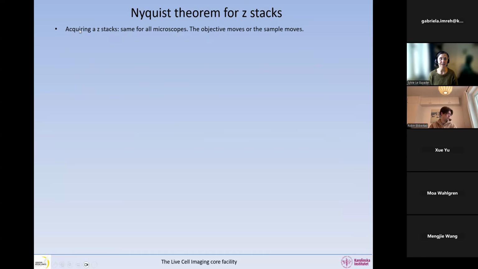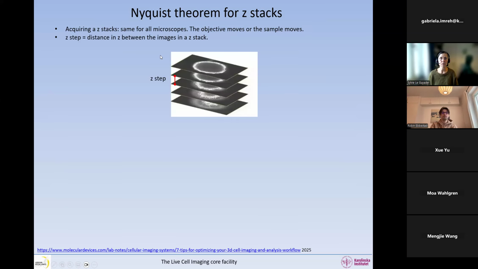So what happens in Z? It's the same thing. When we acquire a Z stack, and that is the same for all microscopes, now we don't need to talk about single point confocal or camera-based system. When we acquire a Z stack, the object moves or the sample moves. So either we move the objective or we move the sample. And so we have a certain Z step between the planes. We acquire an image here, then we move a certain distance and acquire another image, and we move to another plane. So what you can see is that we are not recording between the Z planes. We're only recording at the Z planes.